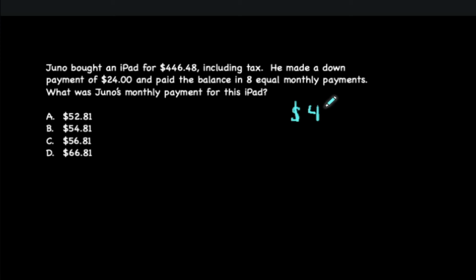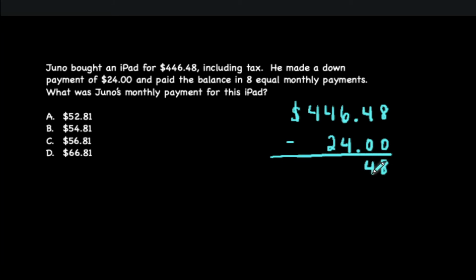So let's set that up. We have $446.48, and we're going to subtract $24 from that. And so that's equal to 8, 4, bring down the decimal point. This is 2, 2, 4. So that's $422.48. But then he actually paid the balance of $422.48 in 8 equal monthly payments.